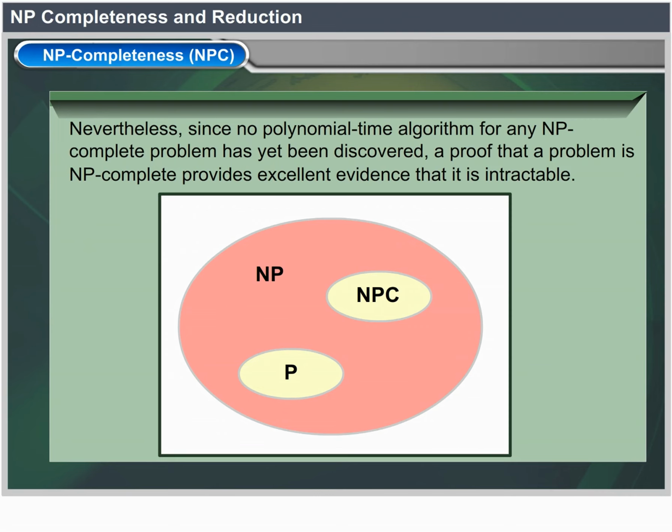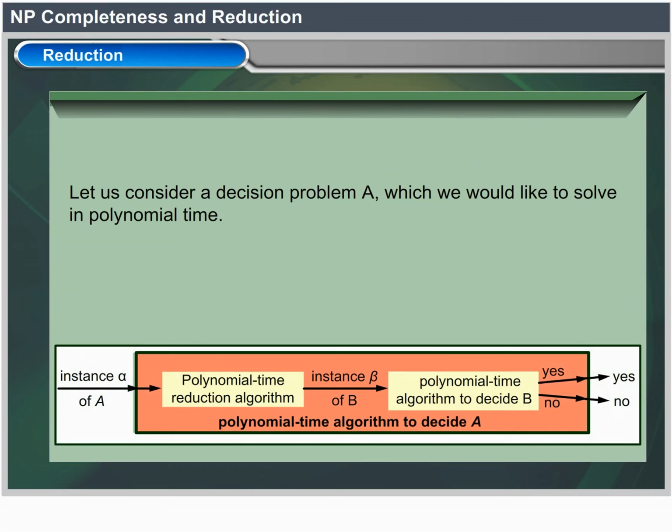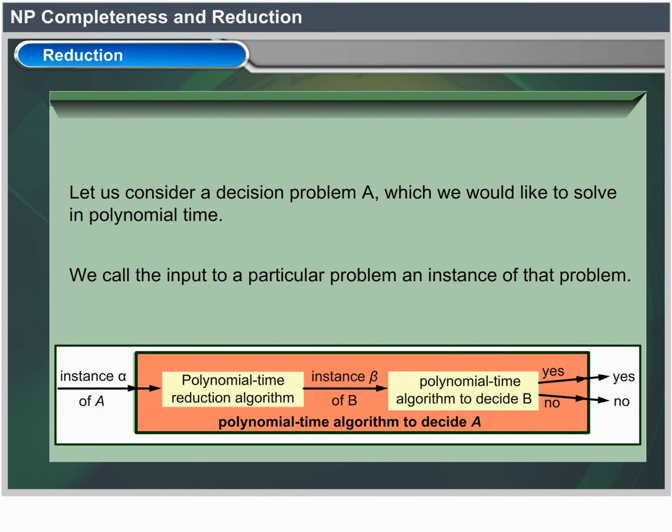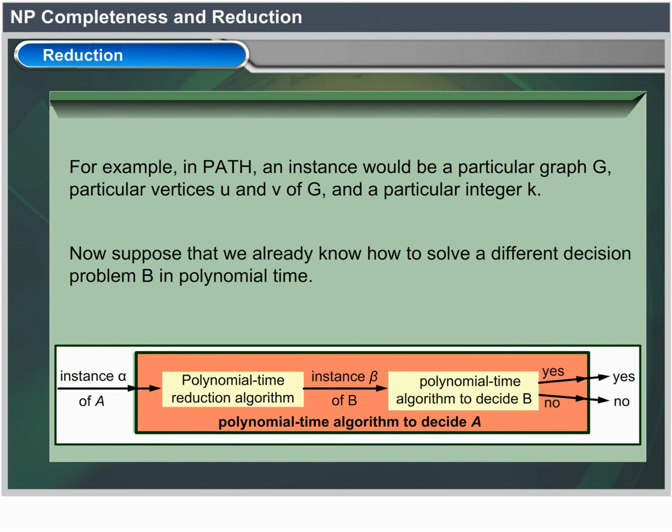Reduction. Let us consider a decision problem A, which we would like to solve in polynomial time. We call the input to a particular problem an instance of that problem. For example, in PATH, an instance would be a particular graph G, particular vertices u and v of G, and a particular integer k. Now suppose that we already know how to solve a different decision problem B in polynomial time.